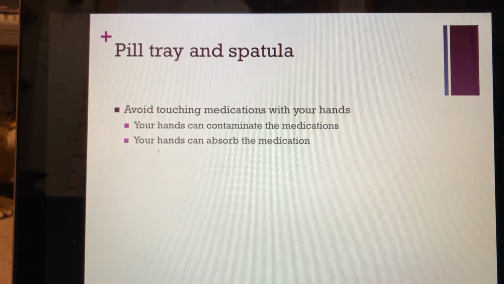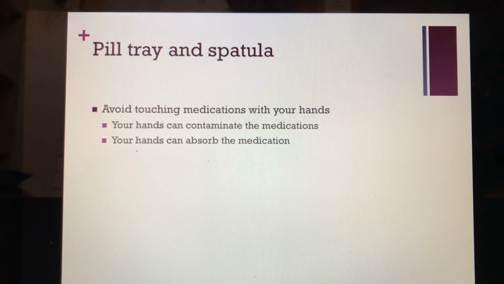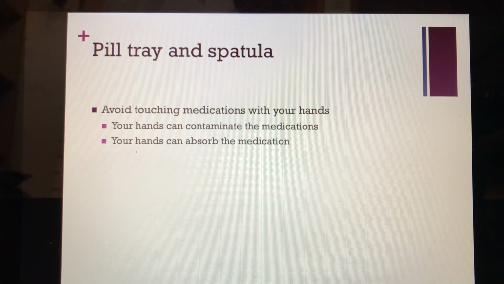So basically, we want to avoid touching medications with your hands. You can contaminate the medication. Oh, and good point. This is why I have notes. I forgot about this one. It's also possible for you to be absorbing medication with your hands. We certainly don't want that. There are medications that can be harmful to us. We'll learn about some of those later on in the course.